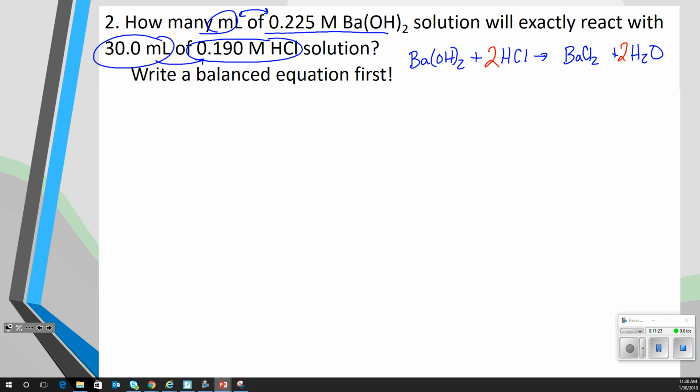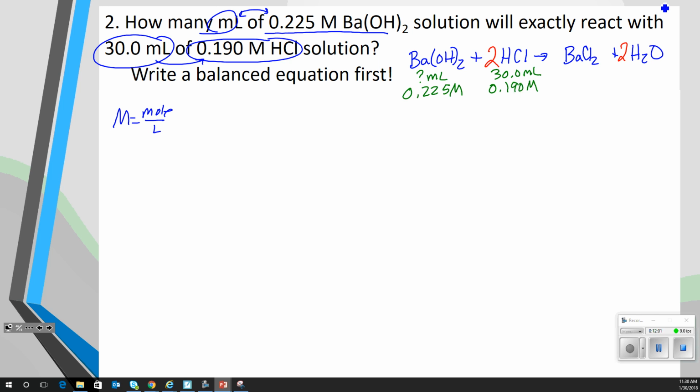So for barium hydroxide, I want to figure out the milliliters, but I do have it 0.225 molar. Underneath the hydrochloric acid, I've got 30.0 milliliters, and 0.190 molarity. Okay, which one can I use to figure out moles? The hydrochloric acid. So on that one, molarity equals moles divided by liters, right?